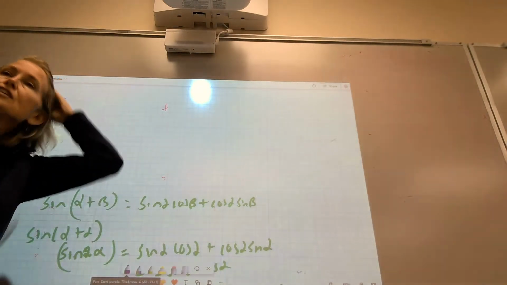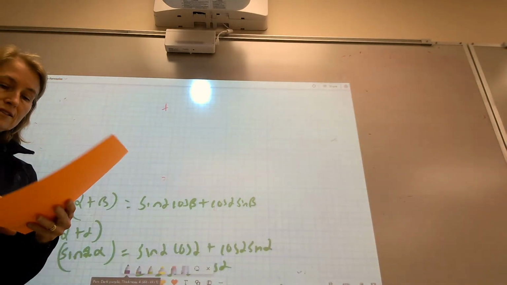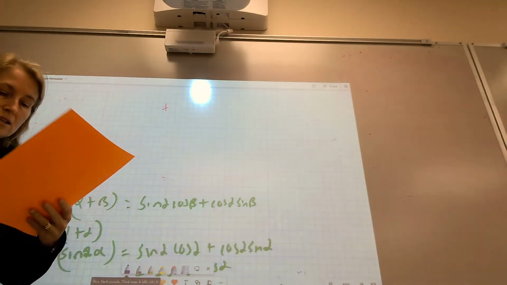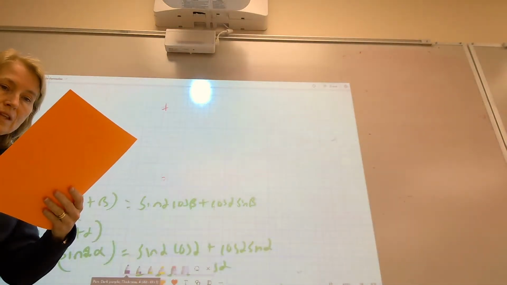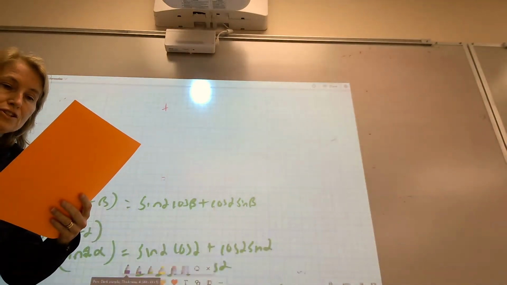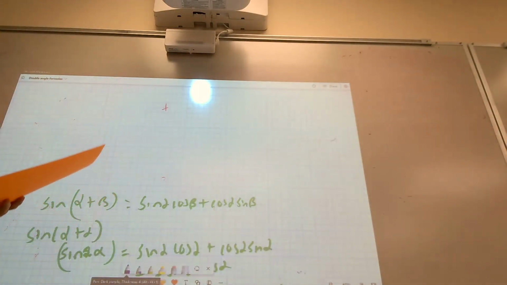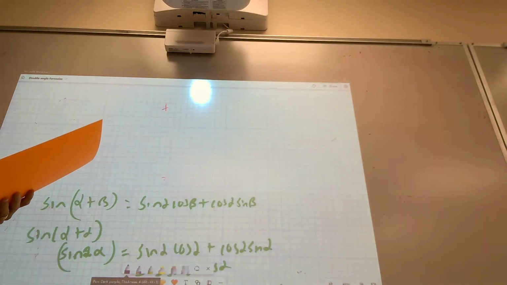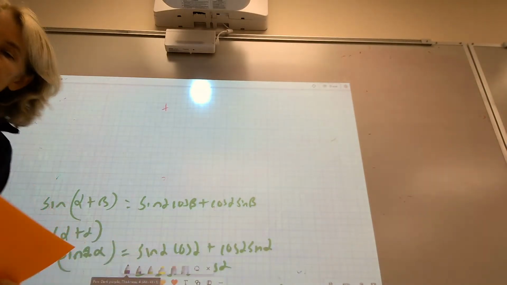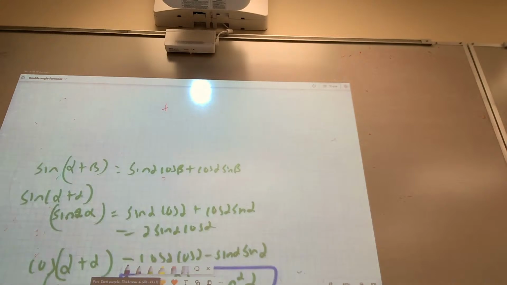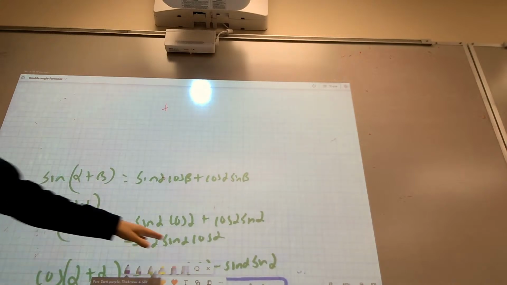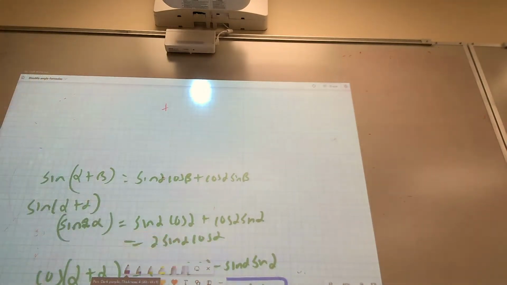These equations are actually easier to work with than the sum and difference formulas because they're just shorter. Now we simplify this and we get 2 sine alpha cosine alpha. So that's an easier one to work with. So these double angles are easier than the sum and difference ones.